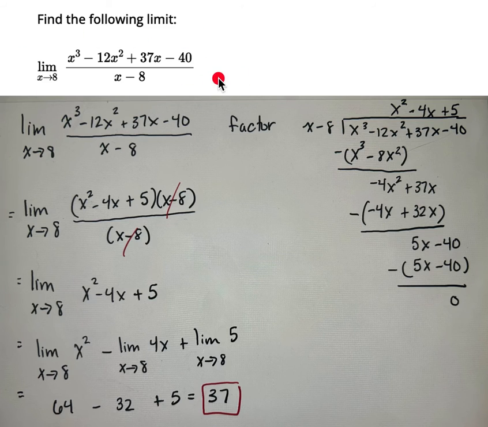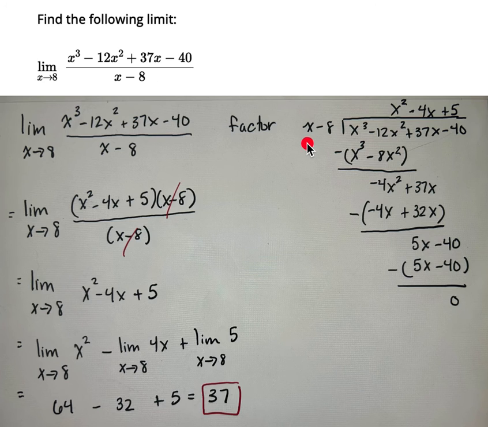In this particular example, if we use algebra and the limit laws to find this limit, then it looks to me that we would probably want to try to factor the numerator and see if we can divide it out to get rid of this x minus 8 in the denominator. So I'm going to factor this, and I'm going to use long division to do it. So I'm going to take x to the third minus 12x squared plus 37x minus 40 and divide it by x minus 8.